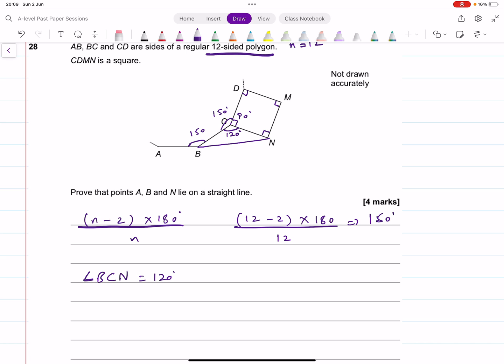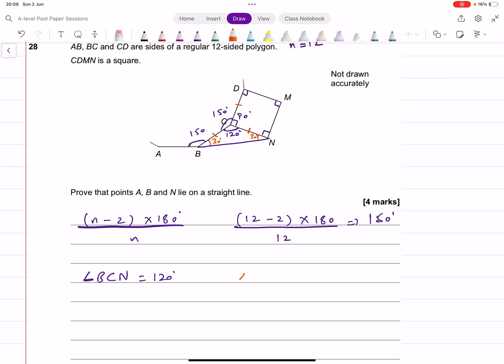Now, this 12-sided polygon is a regular polygon. That means all sides of that polygon are equal. This side is the same as this side, and since this is also the side of the square, this is also the same. So this is an isosceles triangle with two sides equal. That means the remaining angles are 30 each. So this is 30 and this is also 30.